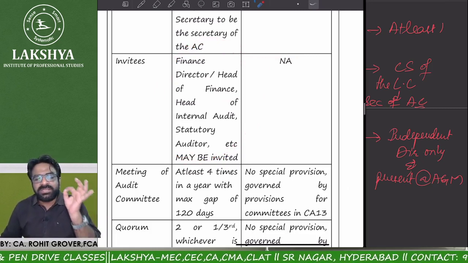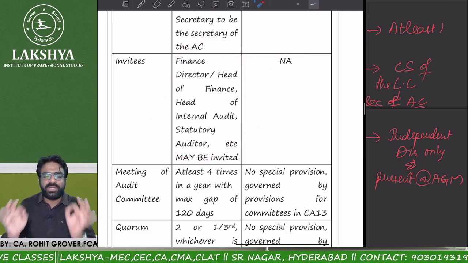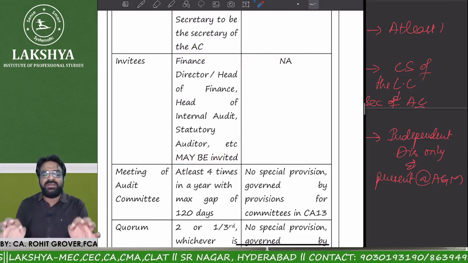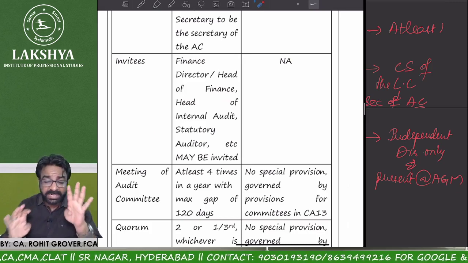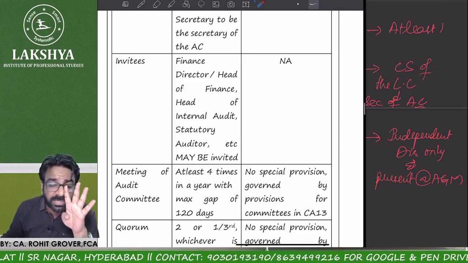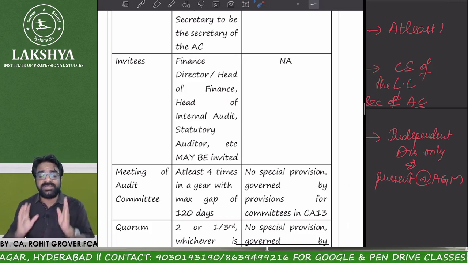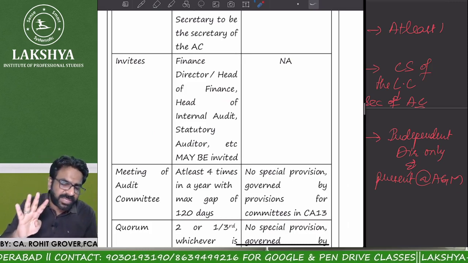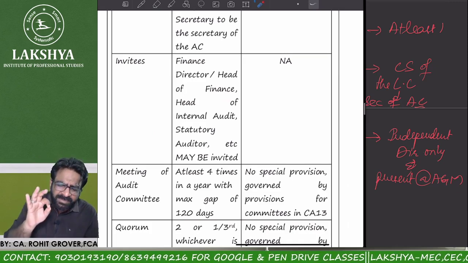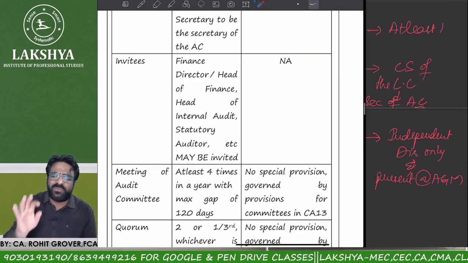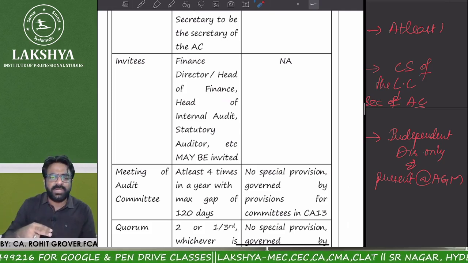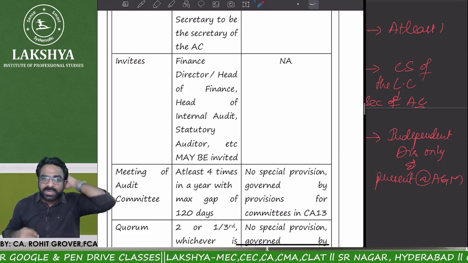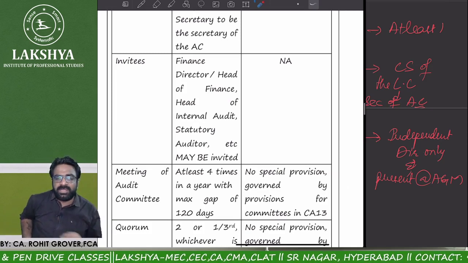Now, how many times does the audit committee have to meet in 1 year? In 1 calendar year, they have to conduct at least 4 audit committee meetings, with a maximum gap of 120 days between the 2 audit committee meetings. How much is the maximum gap? 120 days between the 2 audit committee meetings.